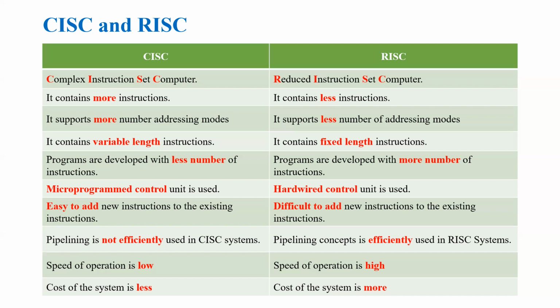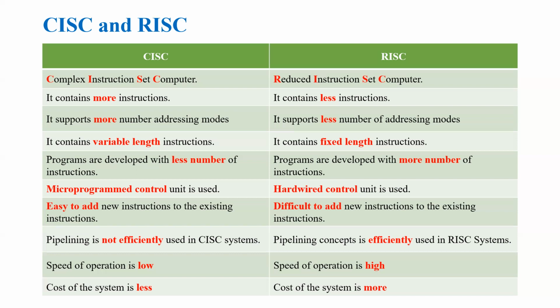The next point is that the speed of operation is low in CISC, and the speed of operation of RISC is high because the control signals are generated at a faster rate. And here I would like to add one more point: in a CISC architecture, you may identify a smaller number of registers. That is also another reason why the speed of operation is low. But coming to RISC, you may identify a larger number of registers. That is another reason why the speed of operation of RISC is high.